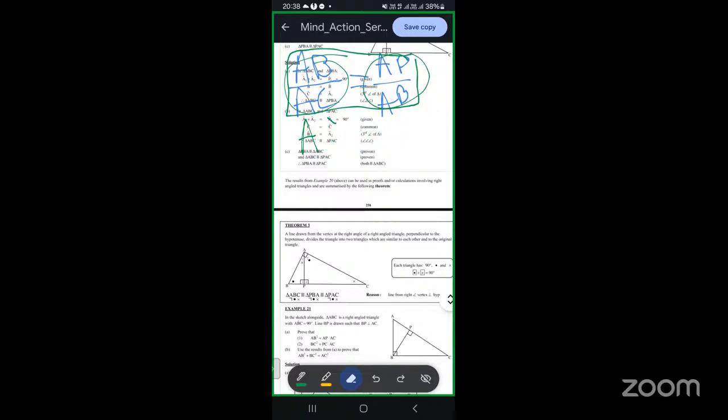So this is what you can do. Let me just start with what we first did when we were doing this similarity thing. Remember, first we were required to prove that maybe the triangle ABC is similar to triangle maybe DEF.